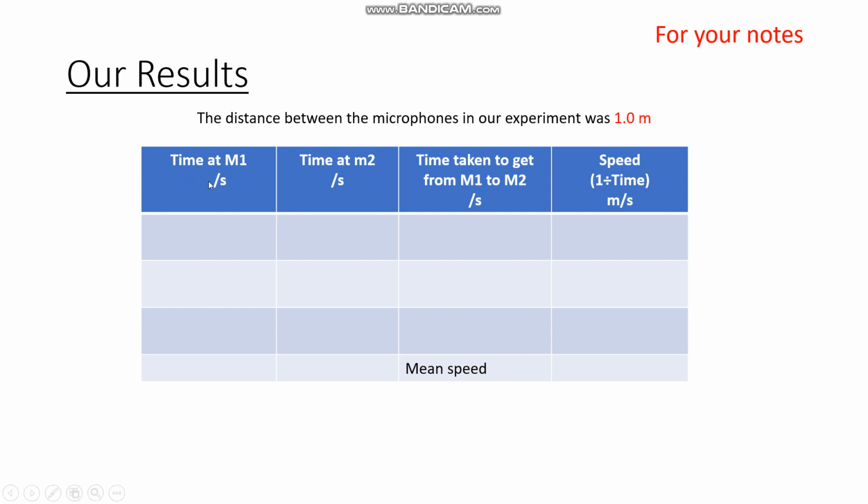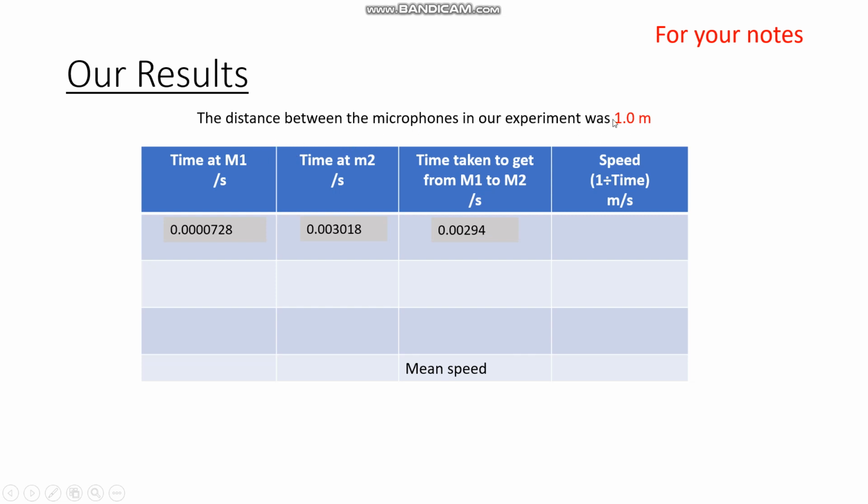This column here represents the time it's taken the sound to reach microphone 1, and in the first trial that we did, it took that amount of time, a very small amount of time. Then the time it takes for the sound to reach microphone 2 is this one here. The time it takes to get from 1 to 2 is simply that time minus that time. So if we do that, we end up with a time of 0.00294 seconds. That's how long it's taken to get from microphone 1 to microphone 2.